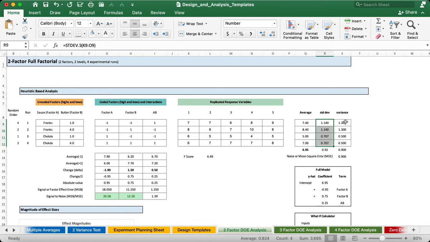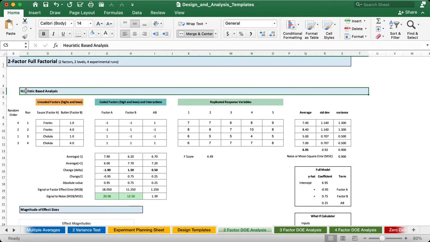Just doing an eyeball analysis, we can see that it looks like the Frank's with the high butter produces a little bit higher score, which stands to reason. Everything goes better with butter, I guess. Keep in mind, this part of the analysis is what I call a heuristic-based analysis. It's not super rigorous, but it's a way to get to the basic fundamental effects of what's going on here.